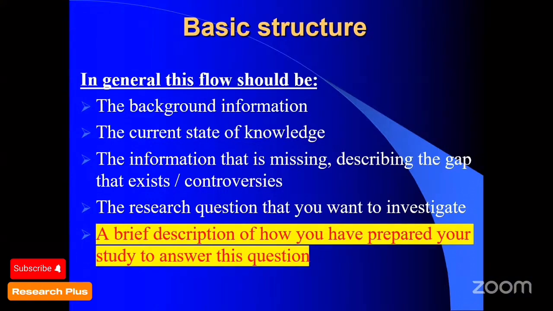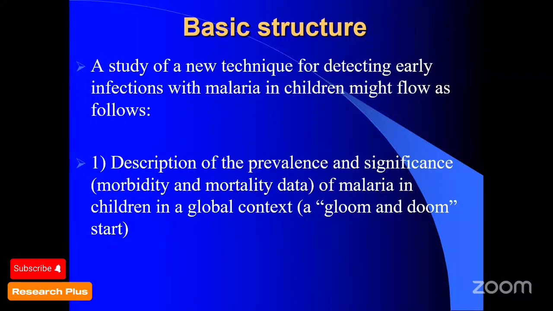Then, like I said, for laboratory-based studies, sometimes they also provide a brief description of how they have prepared to answer that question. So, for example, a study of a new technique to detect early infections of malaria in children might provide, in the first paragraph, the prevalence and significance of malaria in children in a global context and also in your local context, using gloom and doom stats, as I mentioned earlier on, describing the prevalence of the disease, morbidity, mortality, hospitalization, and the mortality from it.